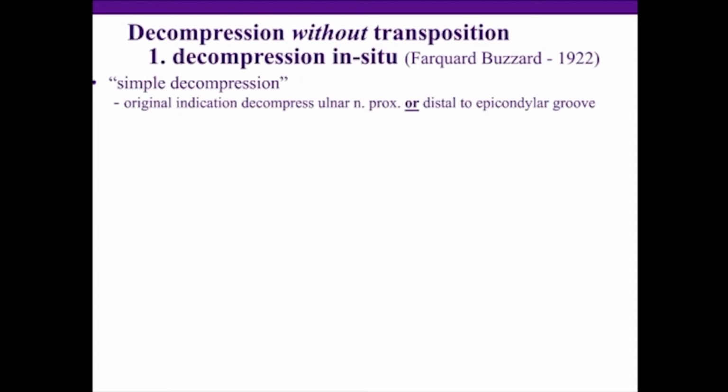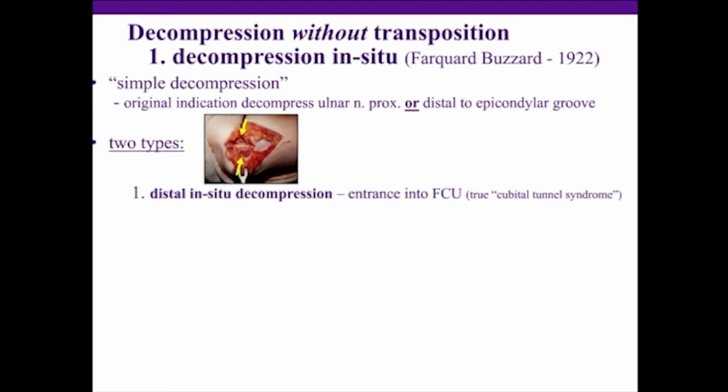Decompression without transposition was first described by someone with the unlikely name of Farquhar Buzzard in 1922. It was referred to as a simple decompression, and it is very simple. The original indication was a decompression of the ulnar nerve either proximal to or distal to the epicondyle, and not opening up the fibroaponeurotic covering over the epicondyle. And there were two types.